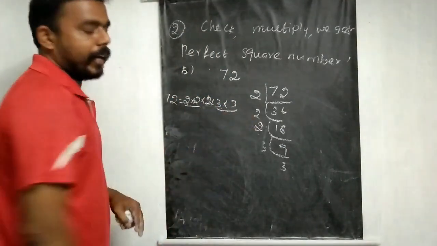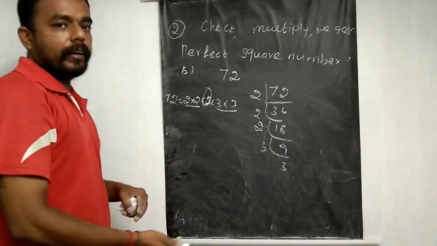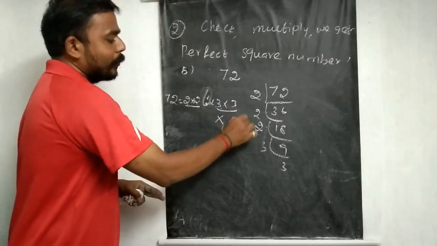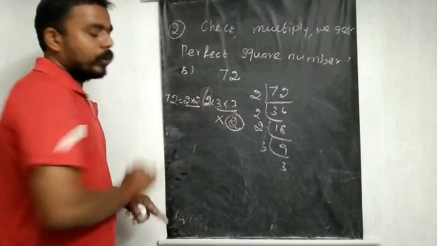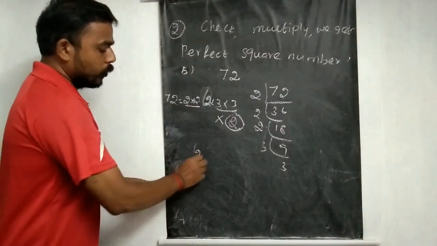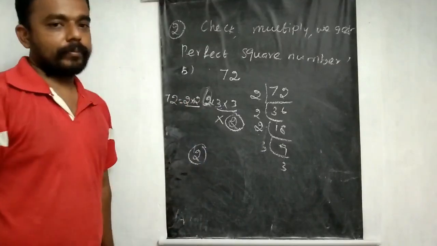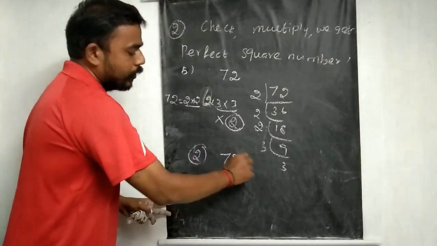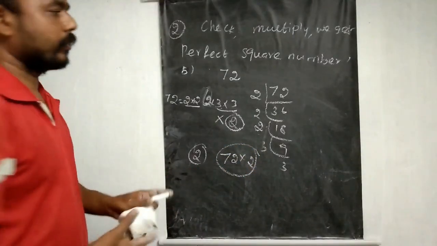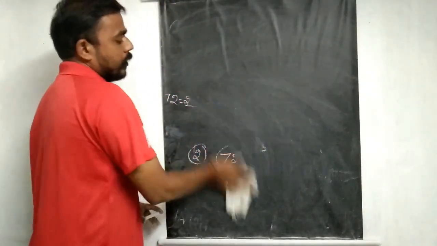Now this is also a pair. This number alone is without a pair. We need to make a pair. How is it possible? Just multiply another 2, so now it forms a pair. So what number should we multiply? 2 should be multiplied with 72 so that we get a perfect square number. This is the answer for this question.